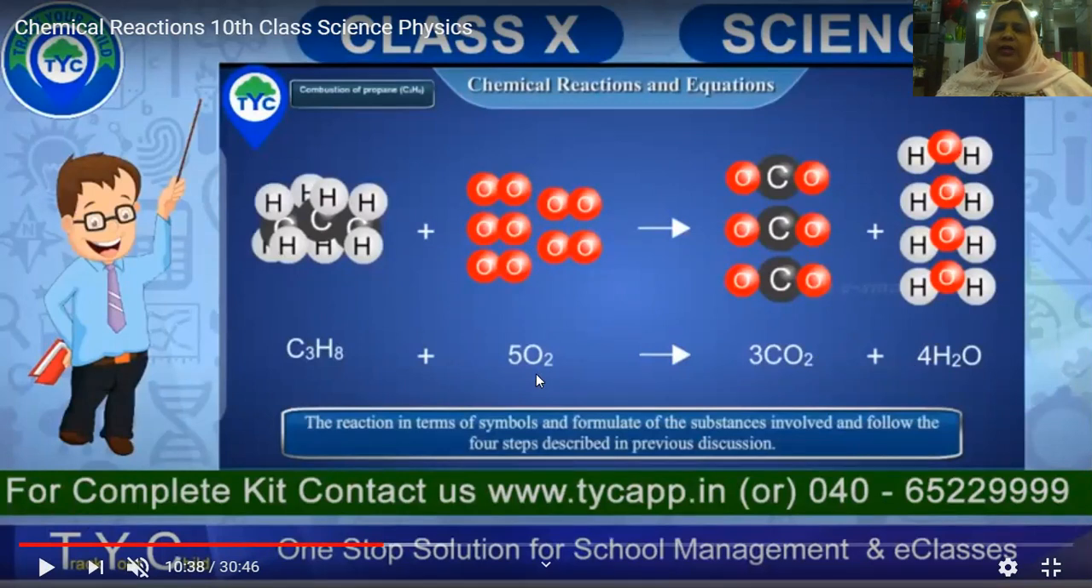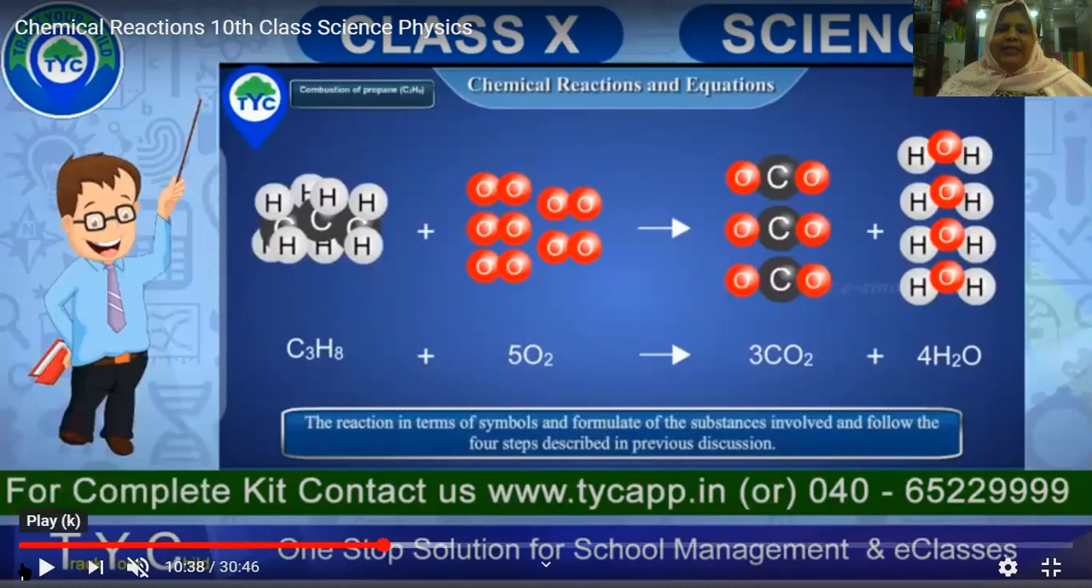And then how many oxygens do we have? 5 times 2 is 10 oxygens. So even on the product side, we need to have 10 oxygens. Do we have that? Yes, 3 times 2 is 6 oxygens, plus 4 oxygens here. This 4 is multiplied by 1, so 4. So 6 plus 4 is 10. Here also 10. That means this is propane, which combines with oxygen to give 3 molecules of carbon dioxide and 4 molecules of water.